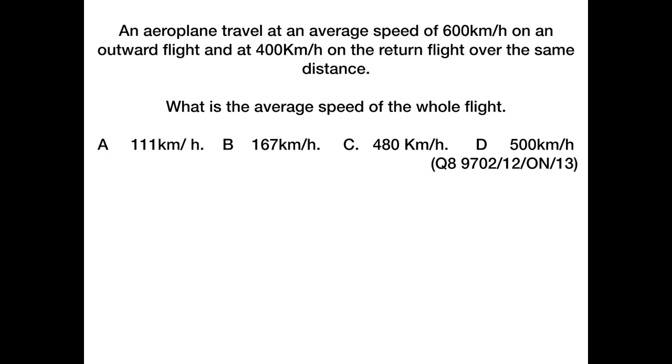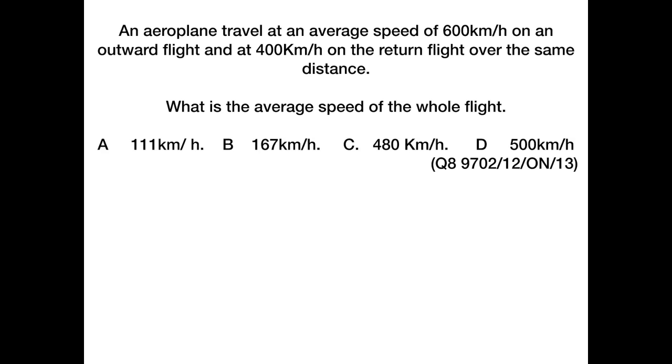But now there is something very important to be noticed, guys. They say over the same distance. What does that mean? That means that the distance traveled by the airplane while going from the first point, say one city, to another city, and coming back from that city to the initial city, remains the same. So the distance while going outward or inward remains the same.